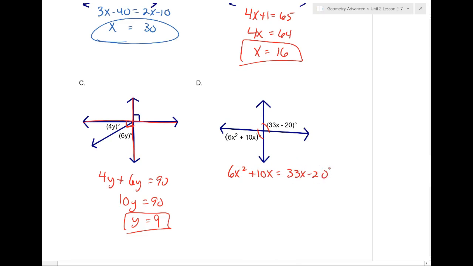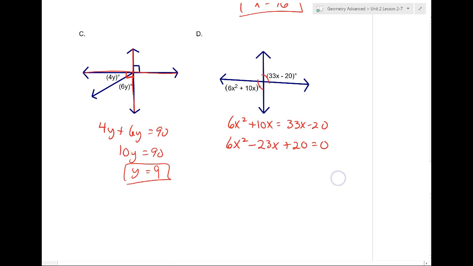Oh no, Mrs. Gregerson, there's an x squared and an x. We don't panic. You're Geometry Advanced students. You sit there and go, oh, an x squared and an x. Possibility I'm going to have to do what? Factor. So you move everything to the same side of the equation if that's the case. You got 6x squared minus 23x plus 20 is equal to 0. Notice you always move it so the number in front of your x squared is positive when you're doing this.